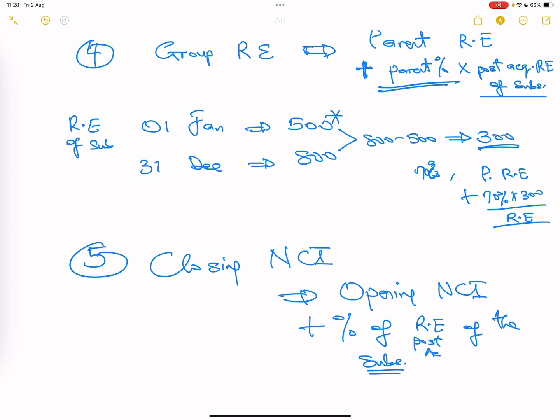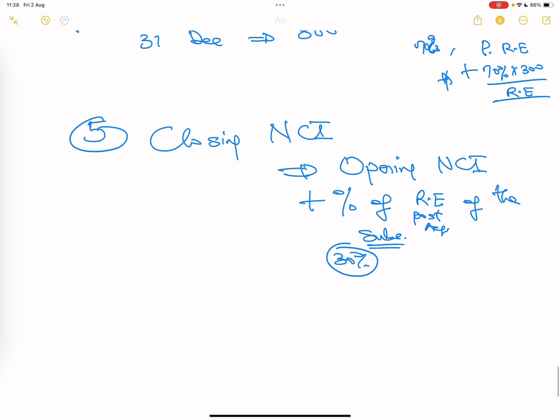Yeah. Just like you did here. This will have been 30% in that example, plus the opening NCI, which you already have. And with that, that will give you your closing NCI. And if there's any other reserves, maybe other reserves or evaluation reserve or whatever it is, you follow the same percentage of retained earnings on post-acquisition. It's always similar method for all the reserve accounts. The same way you do retained earnings, you do for the other ones.